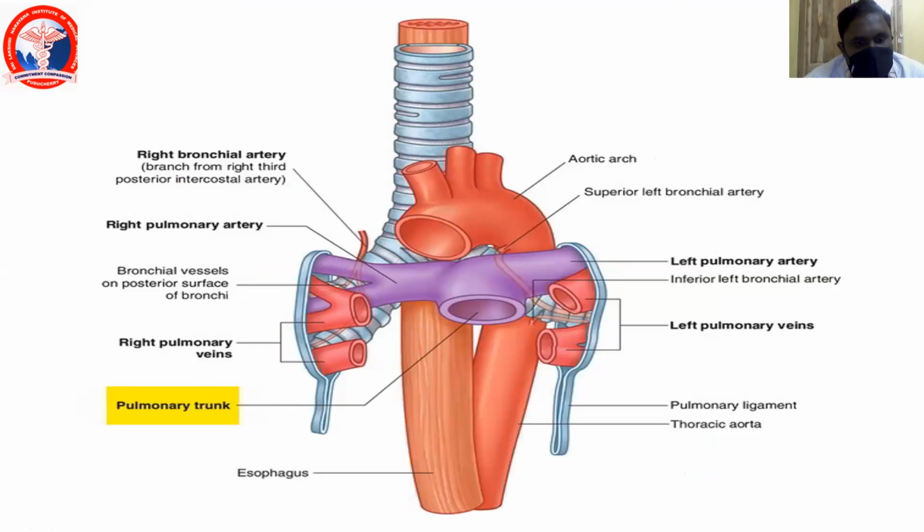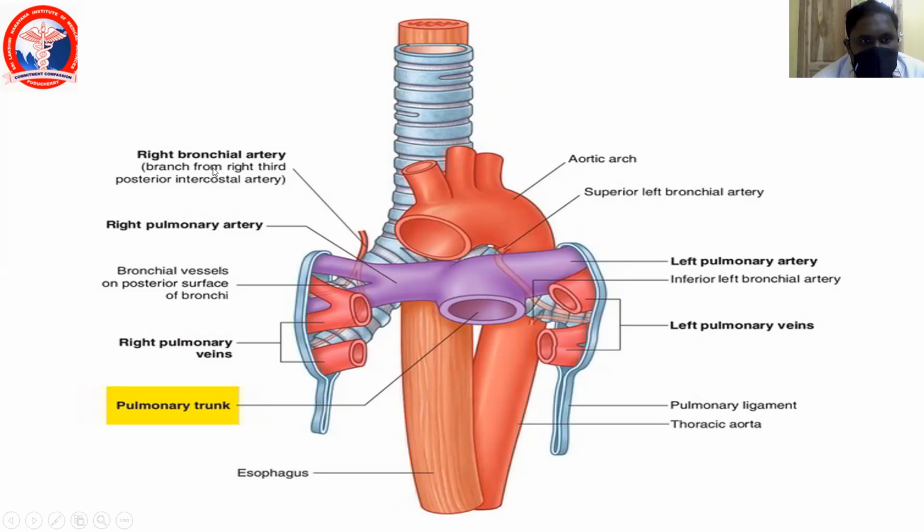Again, if you see, this is the pulmonary trunk, the right bronchial artery, right pulmonary artery. This is a right pulmonary artery. Okay. Then you see the right pulmonary veins. This is the pulmonary trunk. This is the left pulmonary artery, left pulmonary veins. Aortic arch, superior left bronchial artery.